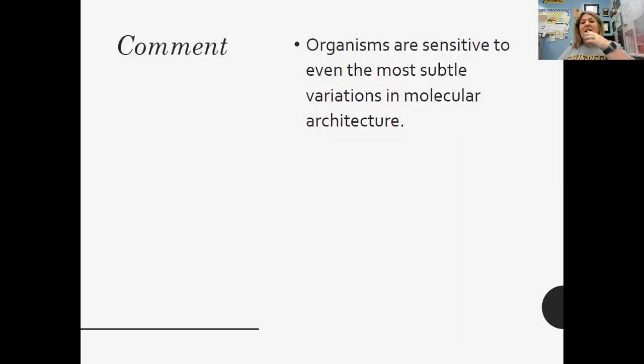Something kind of interesting about these different isomers: organisms are extremely sensitive to the change in the way that a molecule is built, its architecture. They may not do the same thing that they were supposed to. Probably one of the most well-known isomeric variations was back during World War II. Those of you who've taken U.S. history, you've probably heard the song "We Didn't Start the Fire" by Billy Joel. Well, they talk about this thing called children of thalidomide.